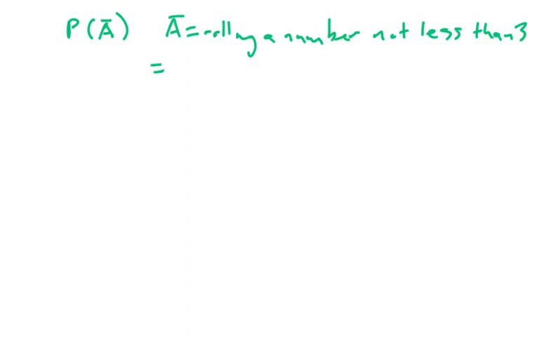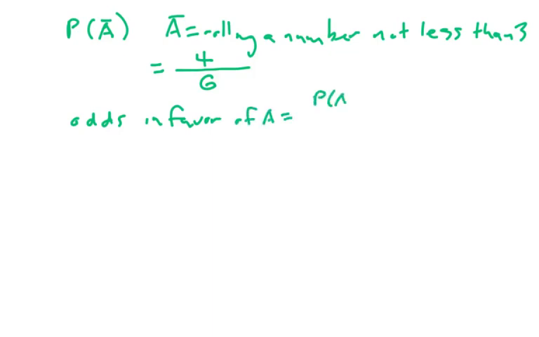Well, we'd have to think about how many outcomes are not less than 3. So that would include 3 itself. 3 is not less than 3. 3, 4, 5, 6. There's 4 such outcomes out of the 6 possible outcomes that you would get when you roll a die. So you have the probability that you do roll a number less than 3 and a probability that you don't. The odds in favor, now since we've called this A, let's say the odds in favor of A are the probability of A over the probability of the complement of A.